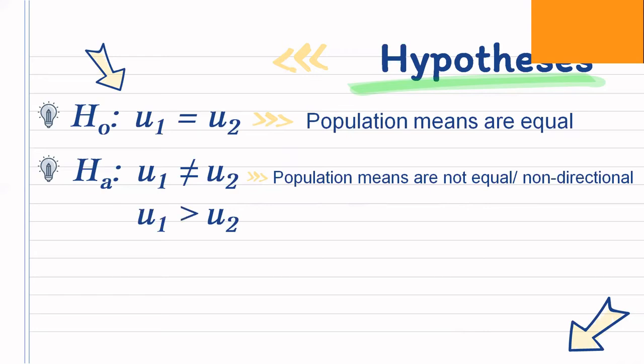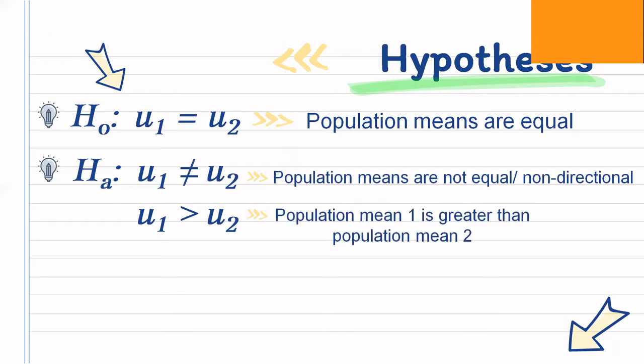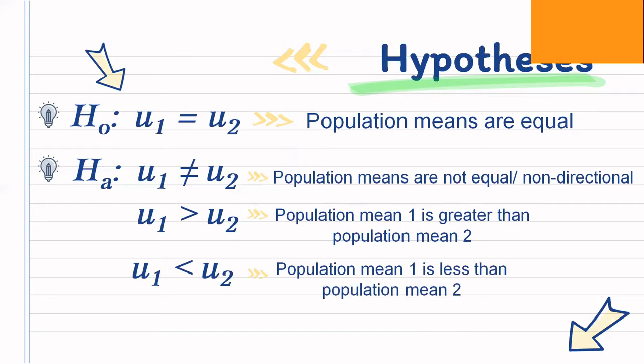But if there's a direction, μ1 is greater than μ2. You use the symbol greater than when population mean 1 is greater than population mean 2. And μ1 less than μ2 when population mean 1 is less than population mean 2.